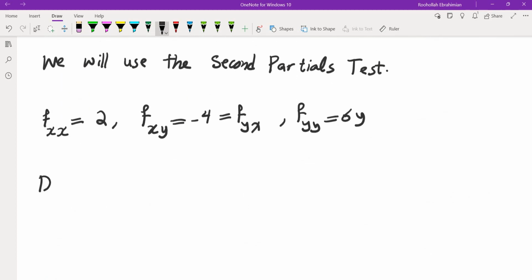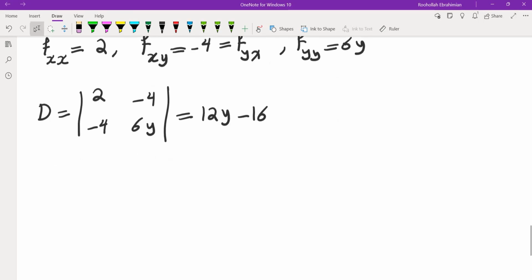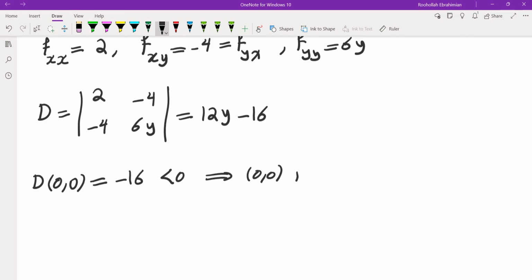Now we'll evaluate D. So D would be 2 times 6y minus 4 times 4. This is going to be 12y minus 16. Now we will plug in the points that we found in the previous part. So at 0, 0 this would be negative 16. That's negative, so that means 0, 0 is a saddle point.